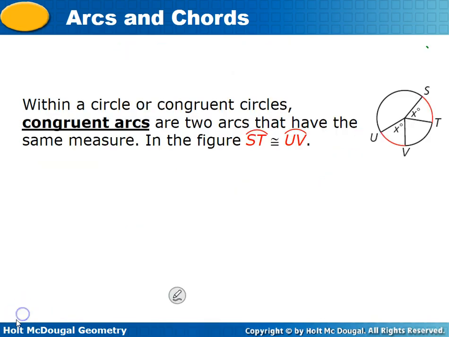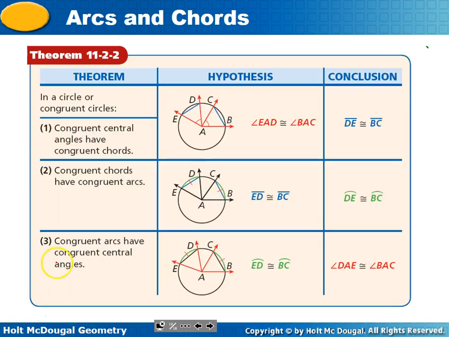The next concept we're going to talk about is that in congruent circles, congruent arcs have the same measure. So if I tell you that arc UV is congruent to ST, then I know that they are the same measure, and I know that their central angles are also the same measure. So that means that angle X would be equal to angle X. The next concept we're going to talk about are arcs, angles, and chords.